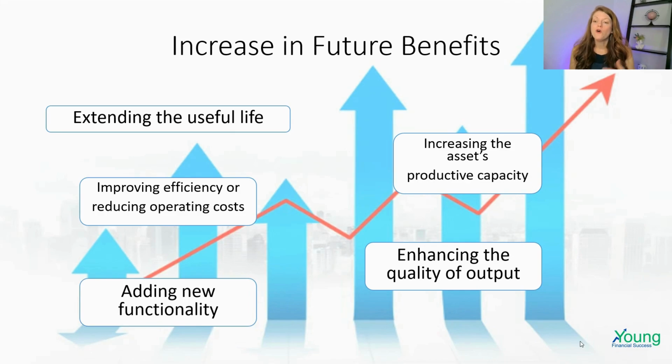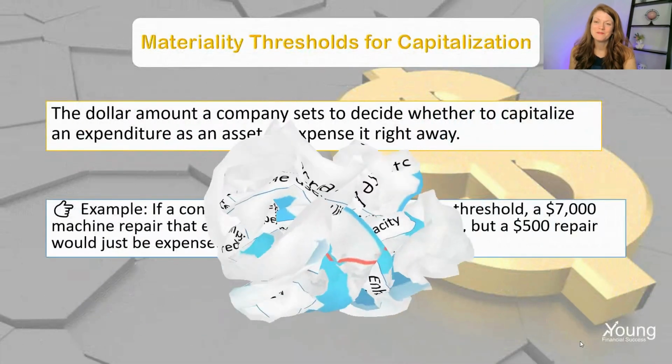Or adding a whole new functionality. So we've added something to this asset that it couldn't even do before, and now it's going to increase the future benefits in a whole new way. So those would all be capitalizable expenditures when it comes to after you have already acquired the asset.